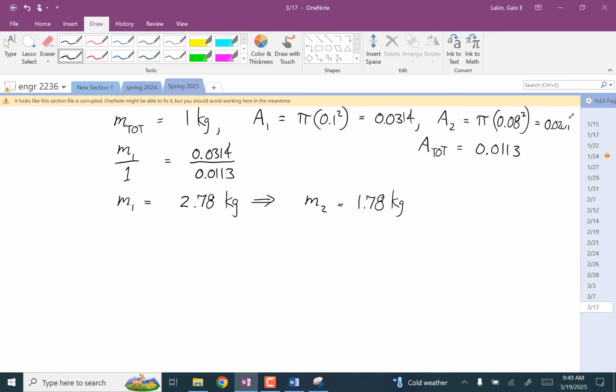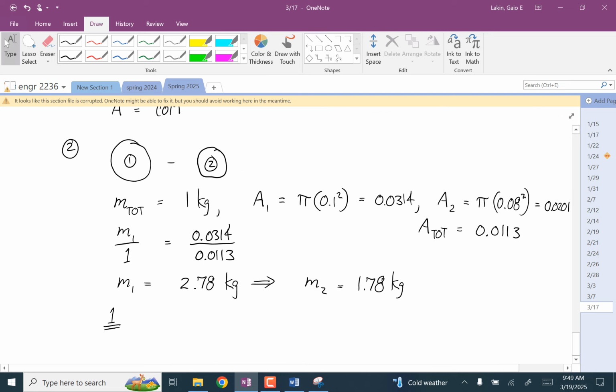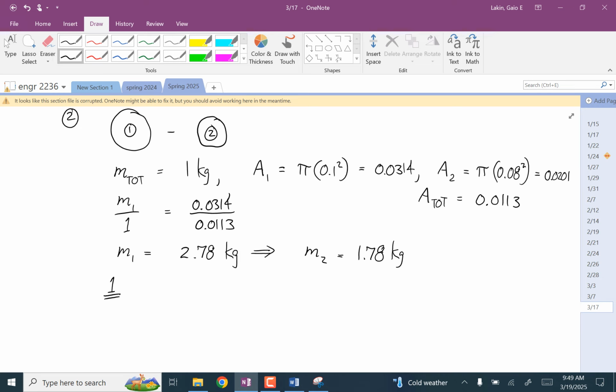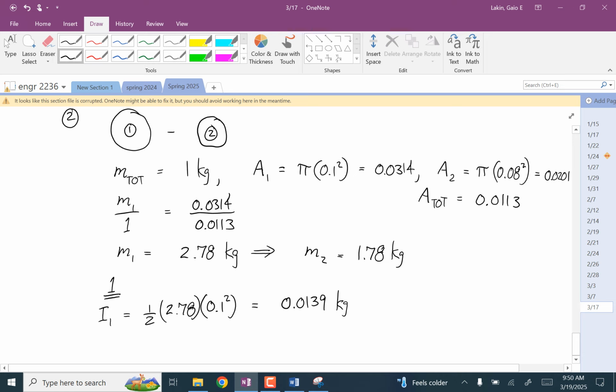Okay, so now we can do the moments of inertia of the two parts. So for body one, and the nice thing here is we're not going to have to use the parallel axis theorem. The center of mass of each of those two circles is the same as the center of mass for the whole thing, and it's the same as the about point for the problem. So the moment of inertia for one is 1/2 times 2.78 times the radius squared, so that is 0.0139 kilogram meters squared.